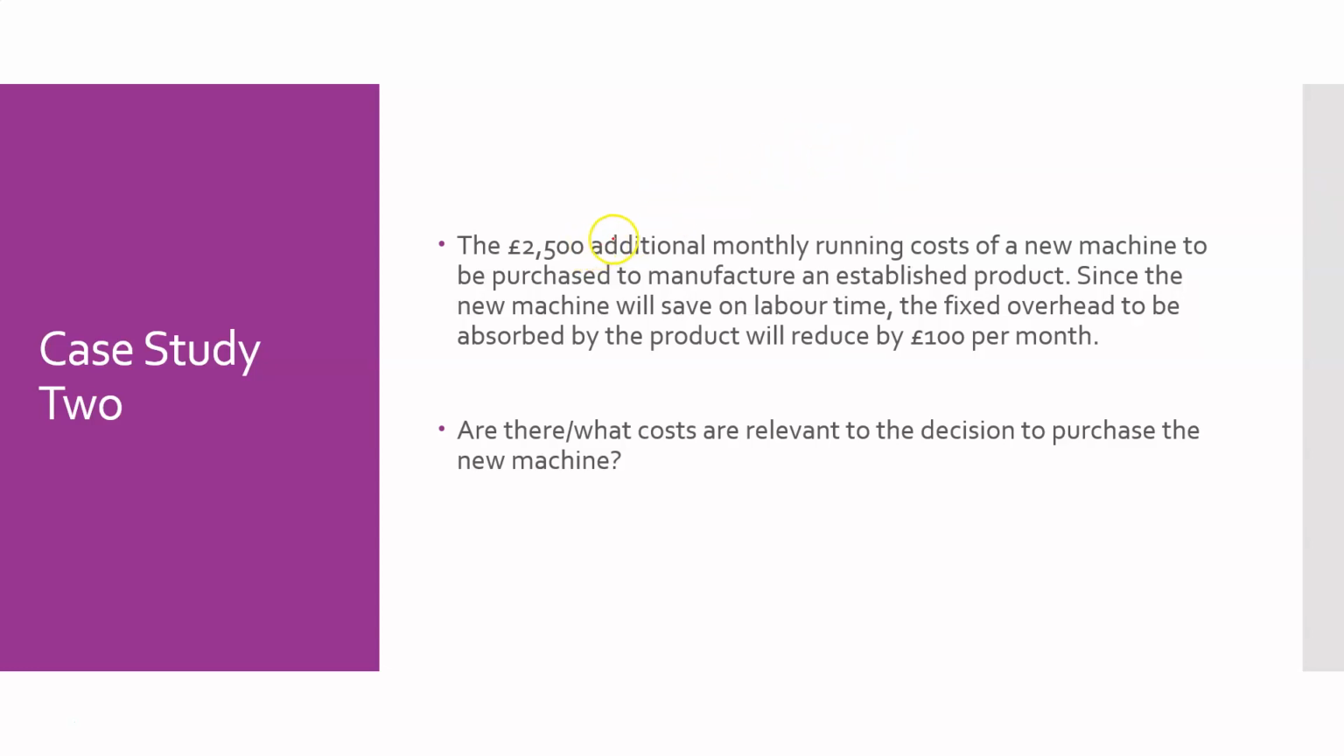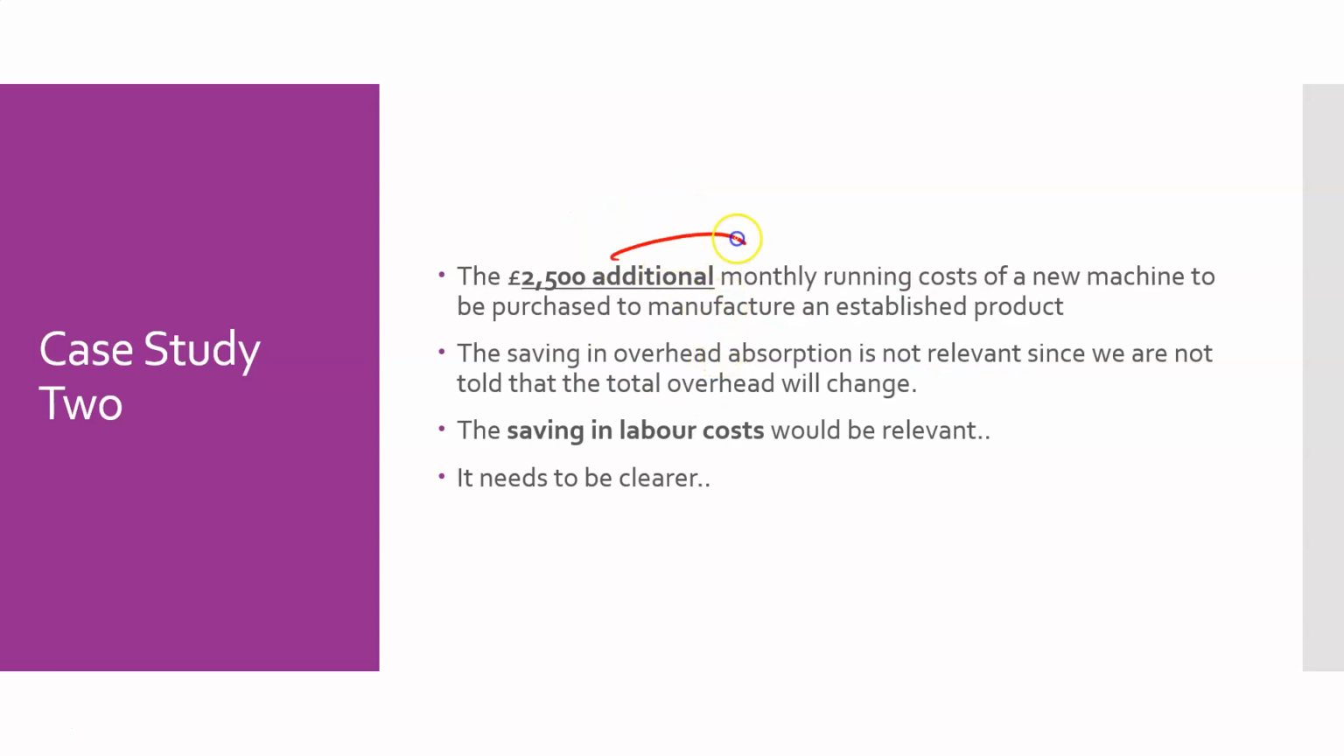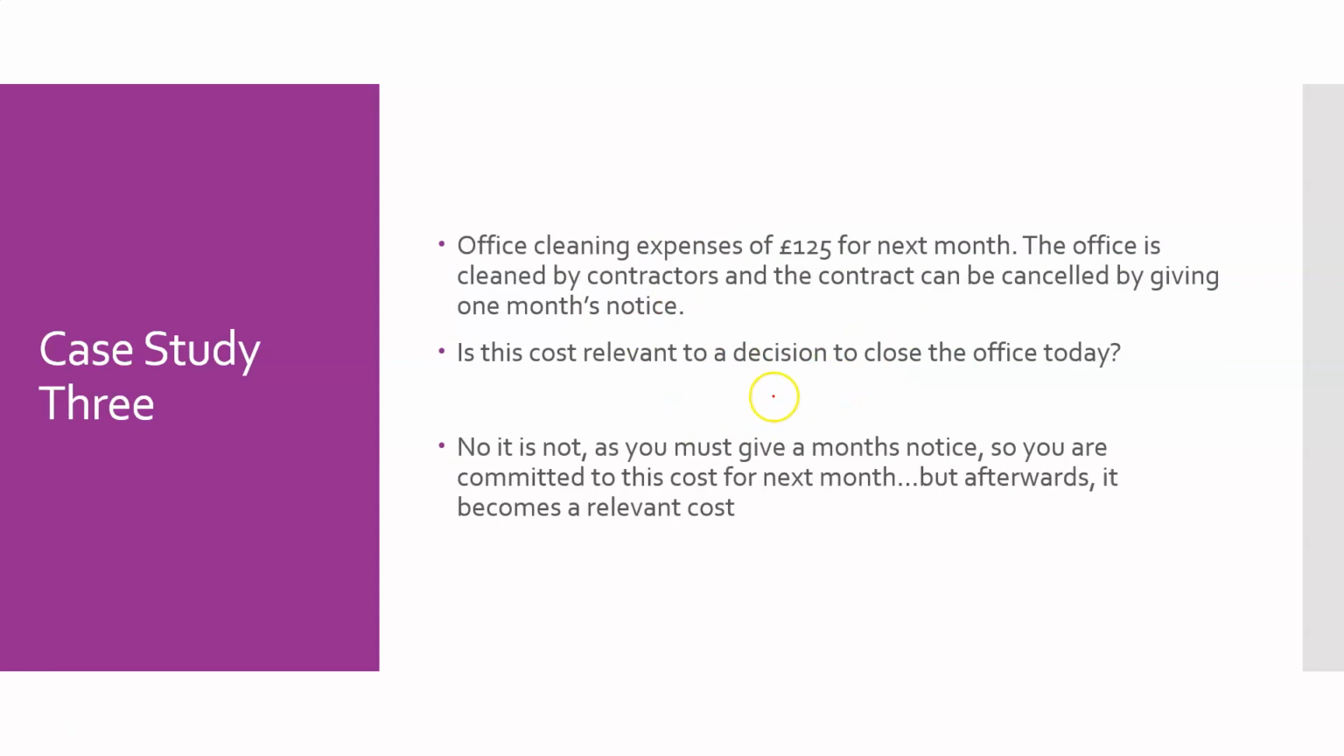What is important is, is it new? Is it additional? What's going on? So here we have 2,500 additional monthly running costs of a new machine to be purchased for an established product. This will save on labor time. So you can see here that this is an additional cost. But the fixed overheads will reduce by £100 per month. The fixed overhead is absorbed, not the fixed overheads themselves. So the 2,500, if you like, is relevant, definitely, but the savings in overhead absorption is not, since we are not told that the total overheads will change.